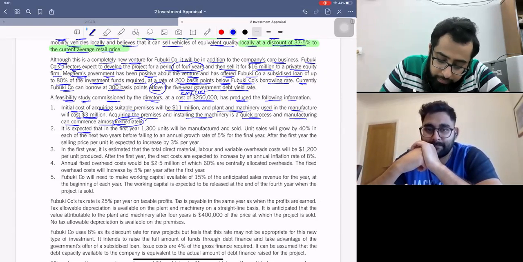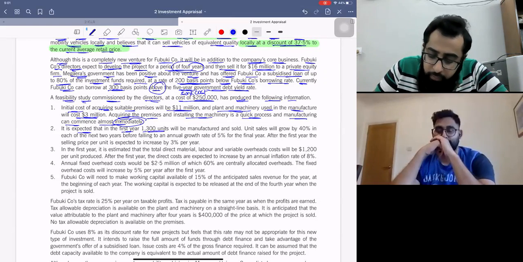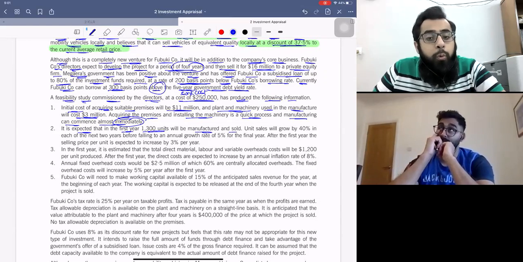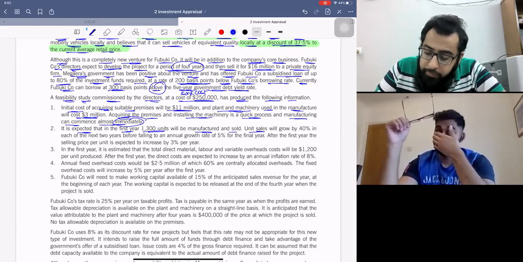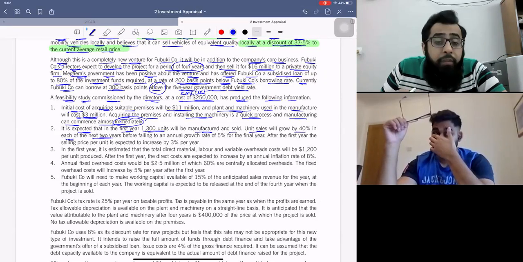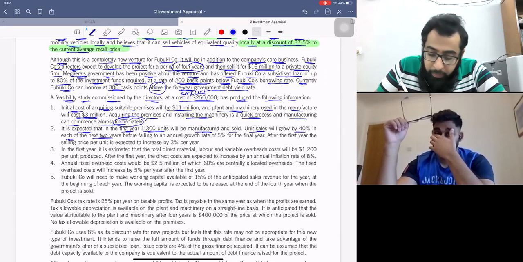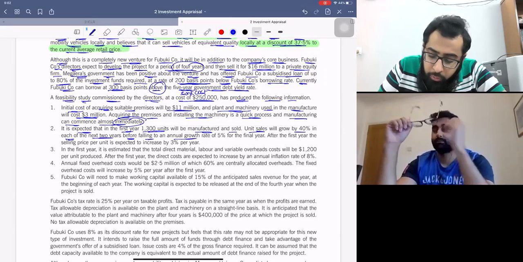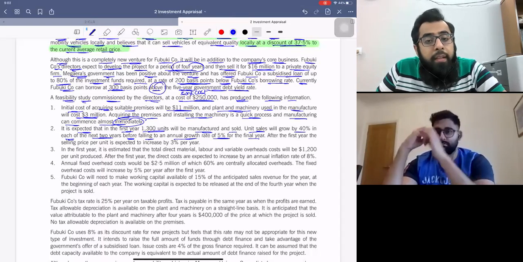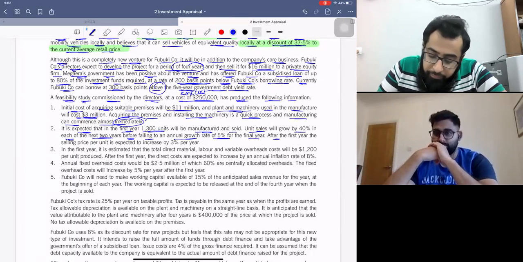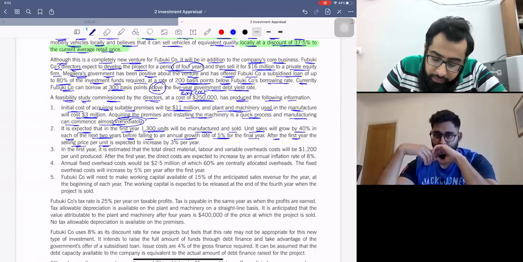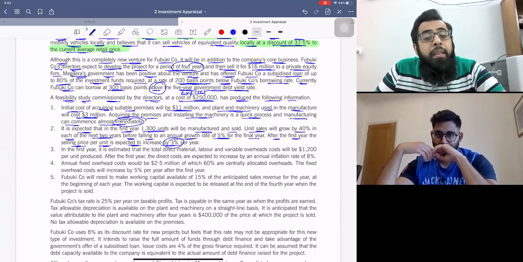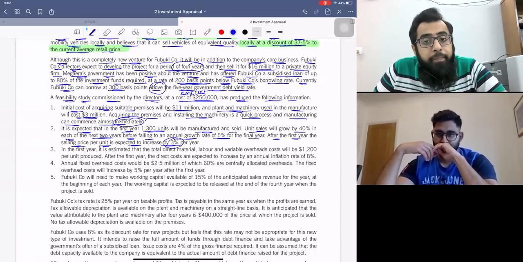It is expected that in the first year, 1,300 units will be manufactured and sold. Unit sales will grow by 40% in each of the next 2 years, before falling to an annual growth rate of 5% for the final year. After the first year, the selling price per unit is expected to increase by 3% per year.